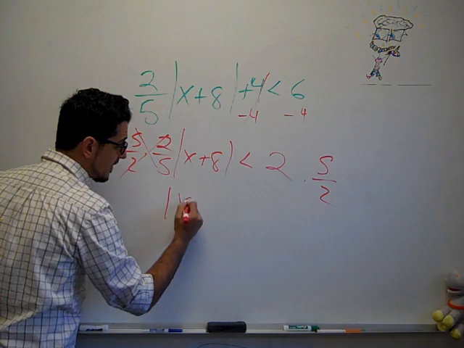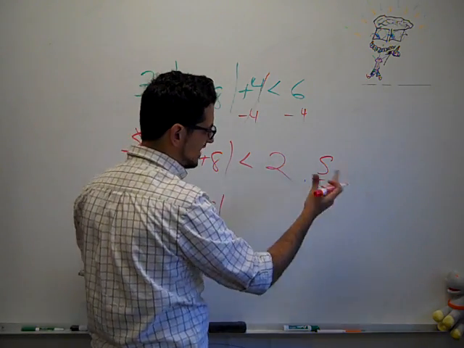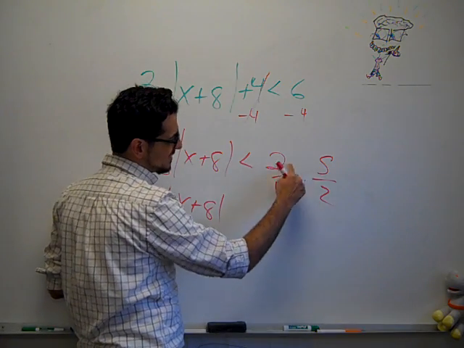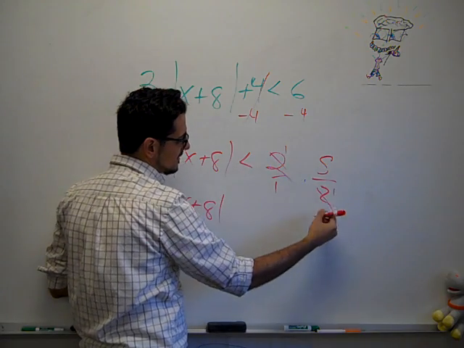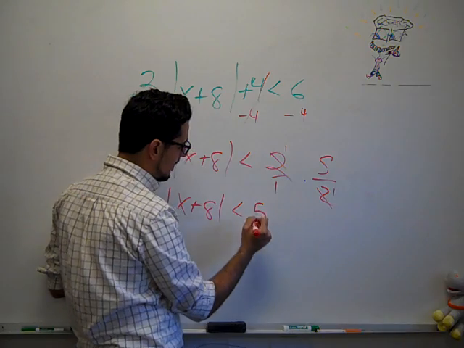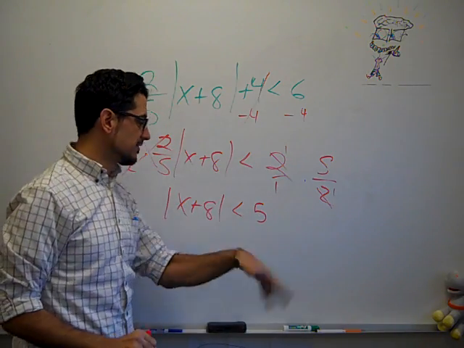And I'm at the absolute value of x plus 8 is, and I could cross cancel stuff, that's not really important. You can think of it like 2 times 5 is 10, divided by 2 is 5, or you could have cross-canceled and ended up with 5 over 1, which is 5. So either way, you're ending up with 5. So now I have the absolute value of x plus 8 is less than 5.